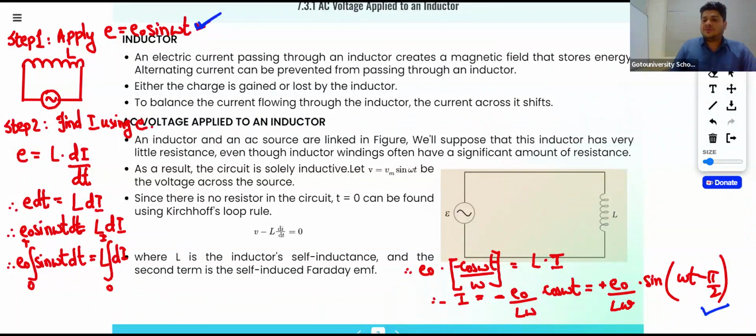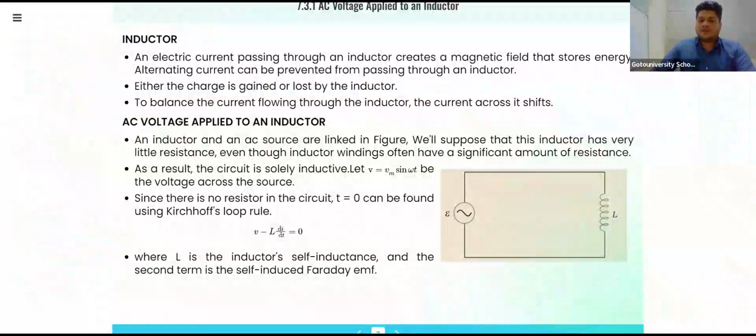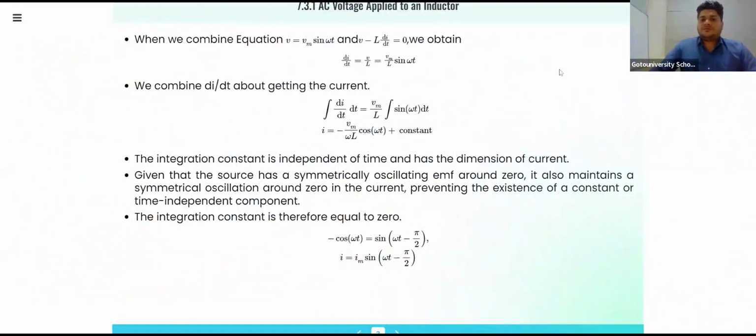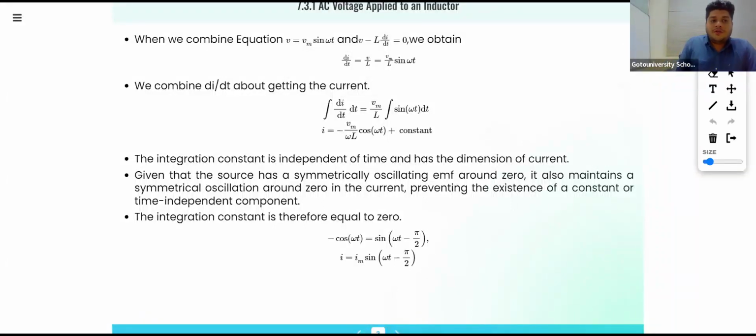Let's check the next one. This I is equal to I naught L omega sin(omega t minus pi by 2). Remember this case, and we will be using this further. I'm taking you to the next slide. Yes, so our picture ends here. I is equal to E naught upon omega L into sin(omega t minus pi by 2).